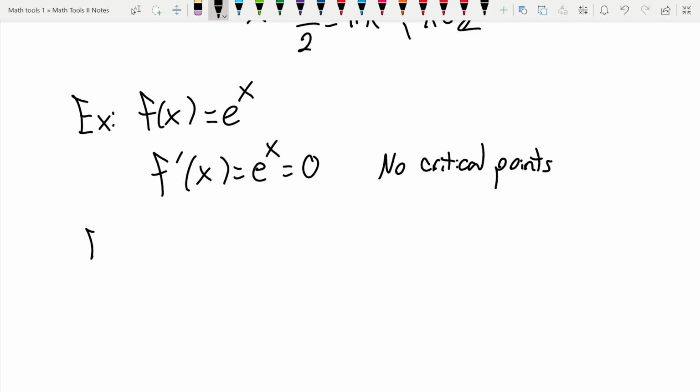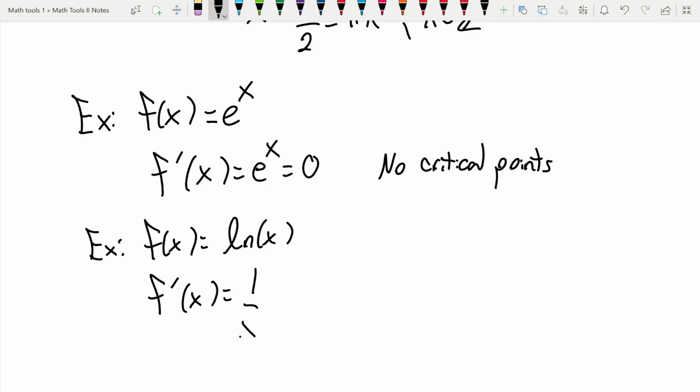Something like the natural log, okay, f prime of x in this case is 1 over x. So x equals 0 will be a critical point because it's undefined at 0. But again, you're not going to get a local minimum out of that because it's going down to negative infinity.